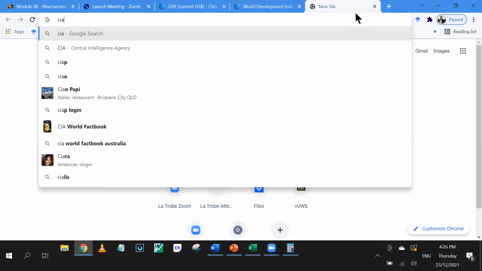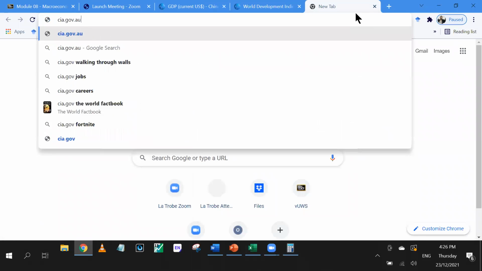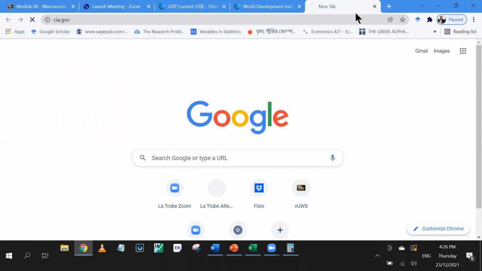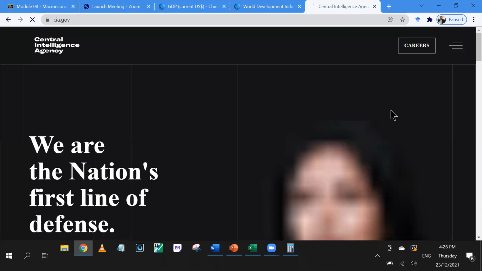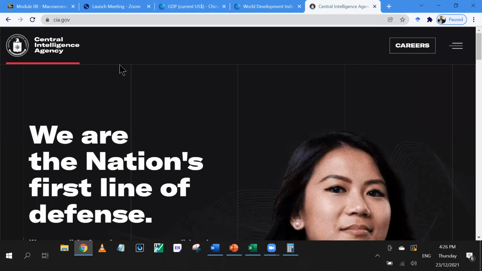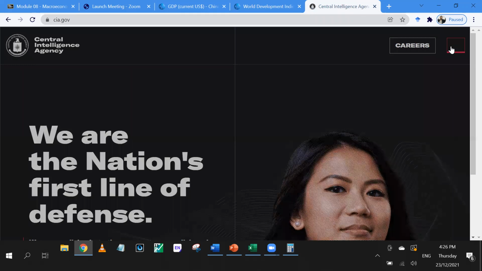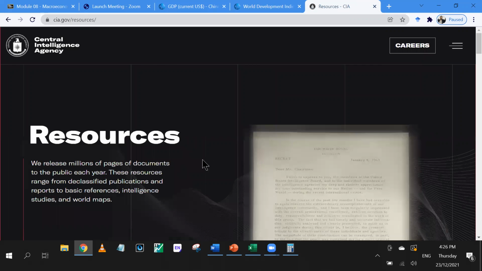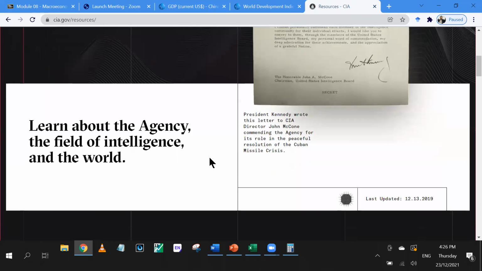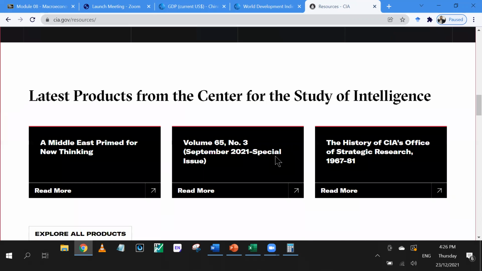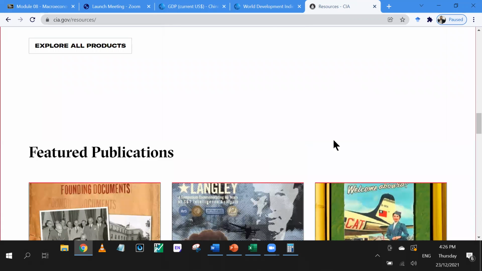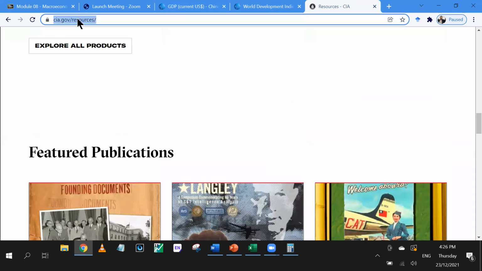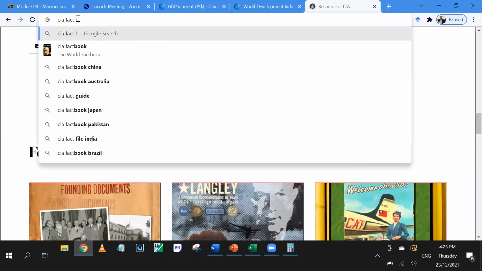We get this data from the CIA. CIA.gov, not AU. CIA.gov, USA. This is the CIA, Central Intelligence. This is the CIA website. You go, you find research things like that. Resources, you can take resources. The Factbook, we call that. Okay. Let me get it straight from the CIA World Factbook.